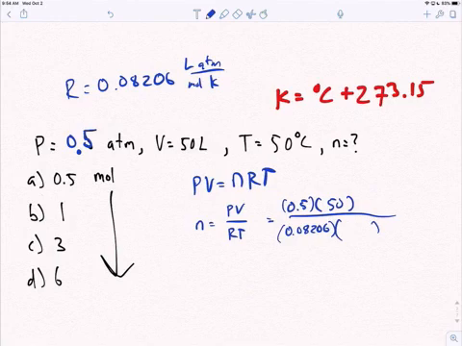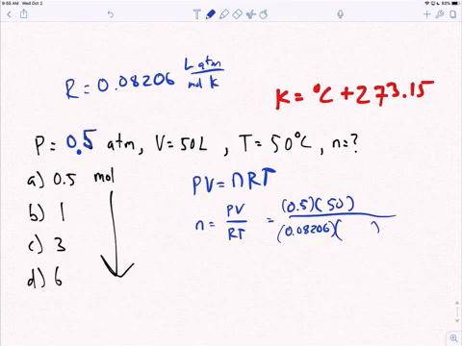I'm going to think A, half mole. I'm going to think B, 1 mole. I'm going to think C, 3 moles. I'm going to think D, 6 moles. Oh, no one fell for the trick. What's the trick? Temperature needs to be in Kelvin. But most people are actually going for B, and B is the right answer.